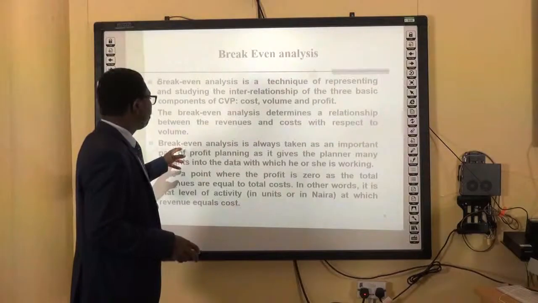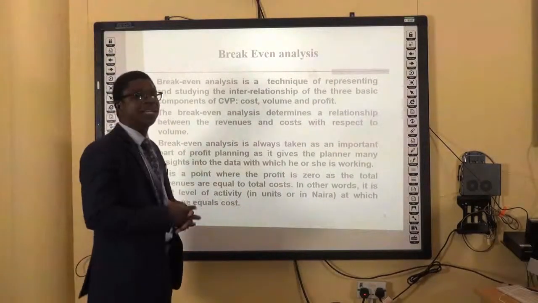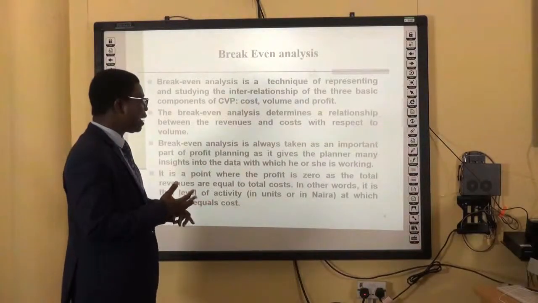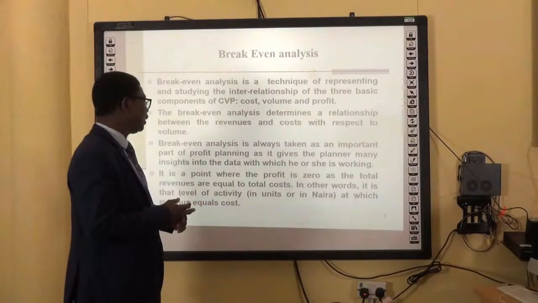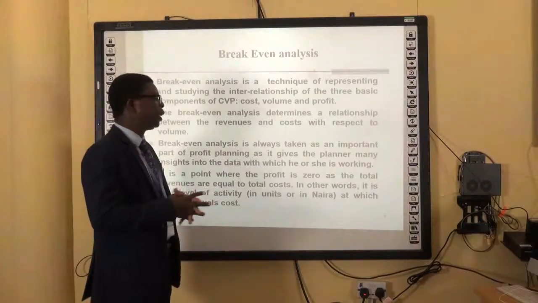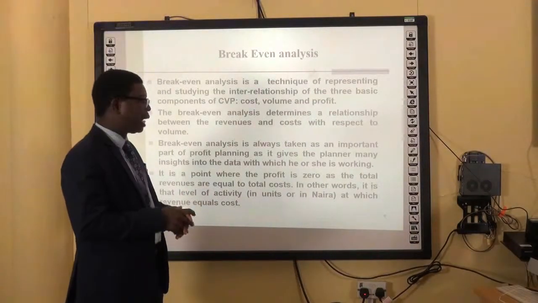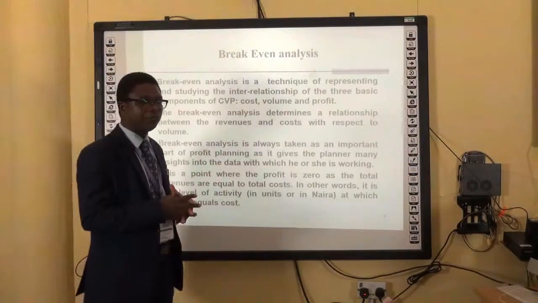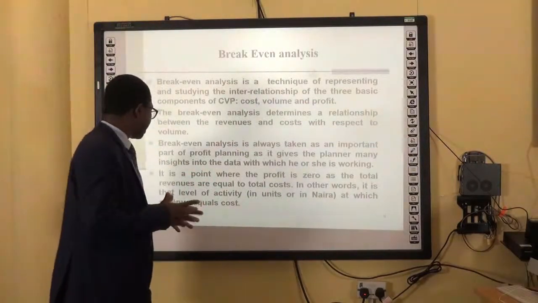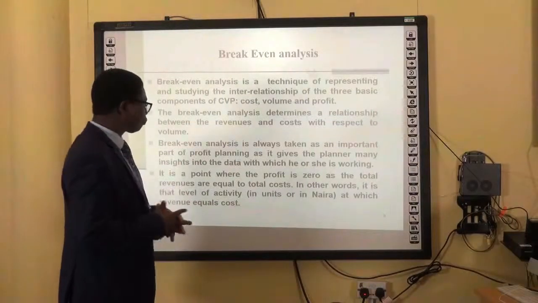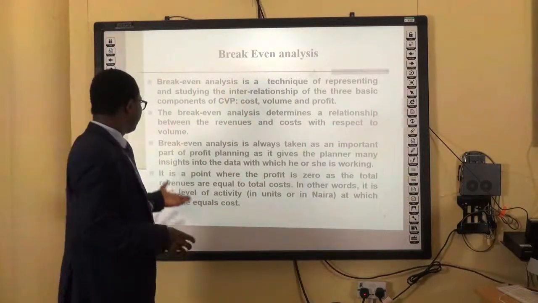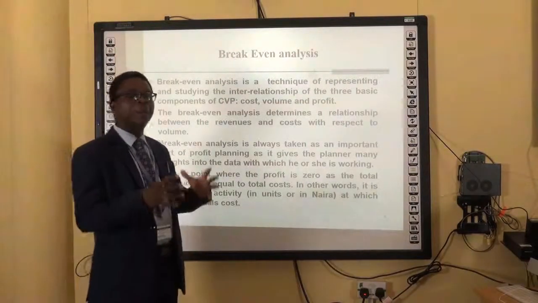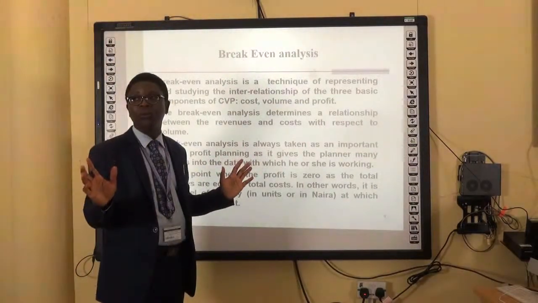Now, break-even analysis is always taken as an important part of profit planning, as it gives the planner many insights into the data with which he or she is working, as we will see later in the diagrammatic representation of the break-even analysis. Now, specifically, break-even point is that point where the profit is zero.